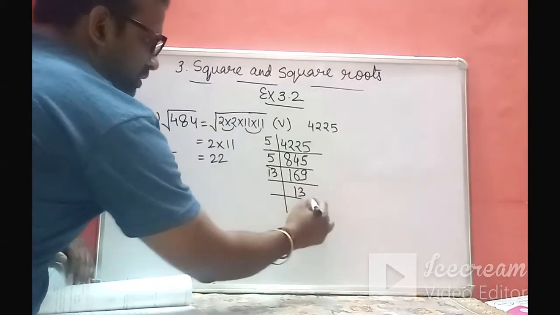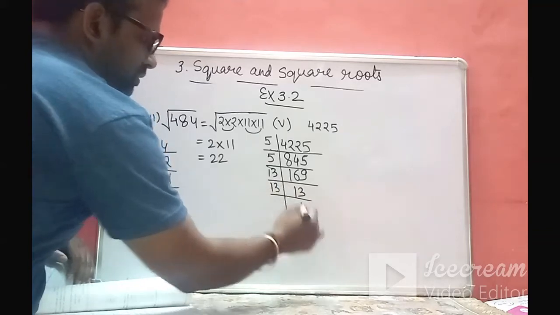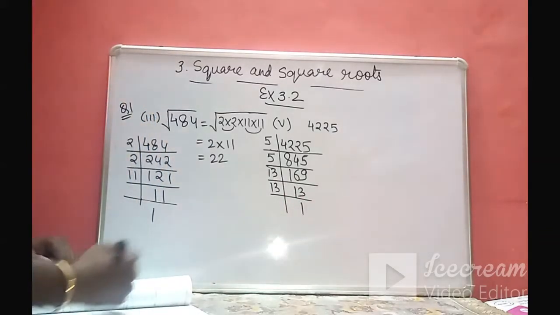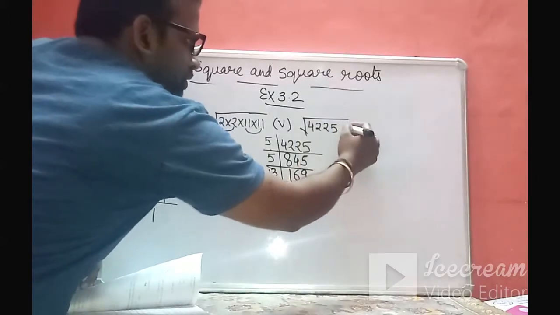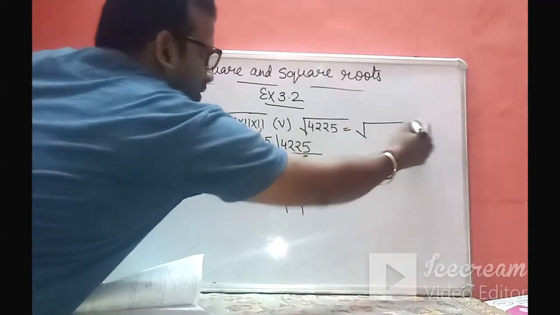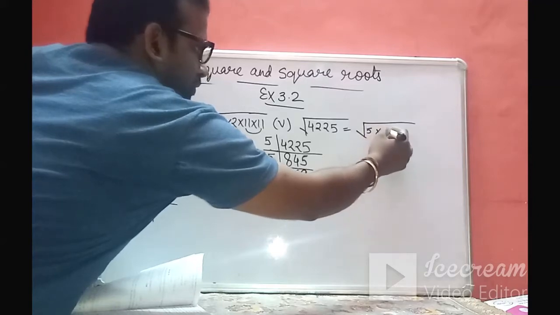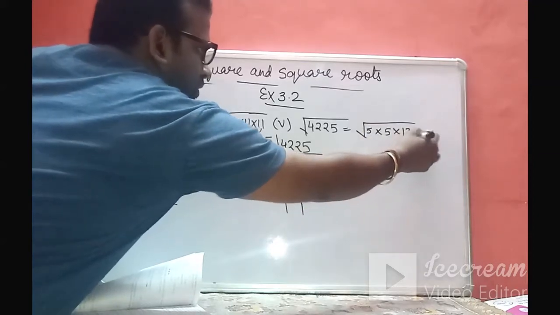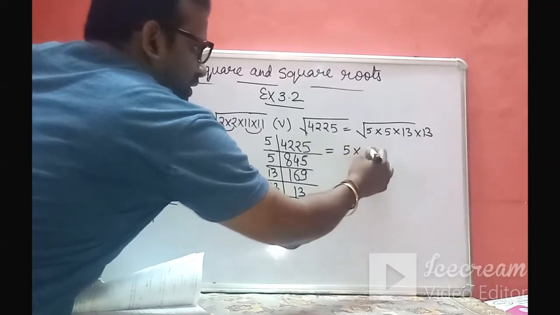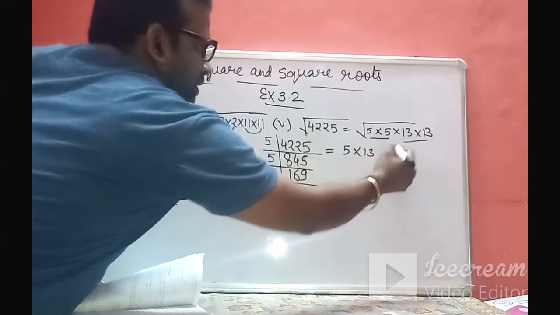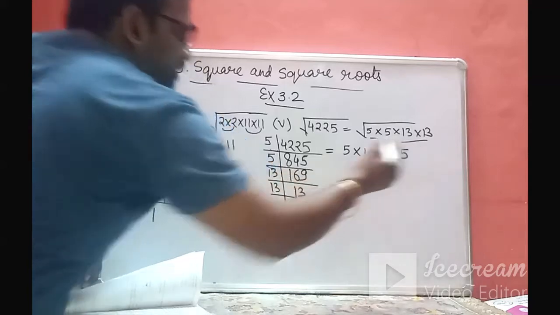So we can write the square root of 4225 as 5 into 5 into 13 into 13. So here we got two pairs, 5 and 13. Okay, these are the two pairs. So the answer is 65.